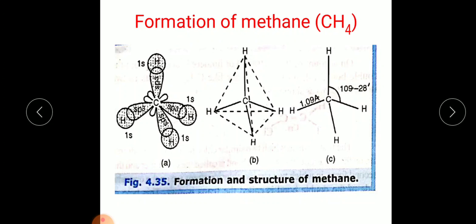Now for the formation of methane, these 4 sp3 hybrid orbitals are oriented in a tetrahedral manner, and each sp3 hybrid orbital overlaps with a hydrogen atom. Okay, we can see 4 hydrogen atoms over there, and they overlap with the orbitals. So this overlap we call head-on overlap, and we know that head-on overlap gives rise to a sigma bond. So this will result in the formation of this tetrahedral structure of methane, with bond angle 109.5 degrees. So this is how the formation of methane will take place.